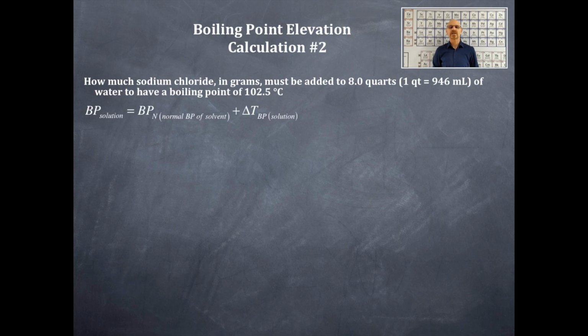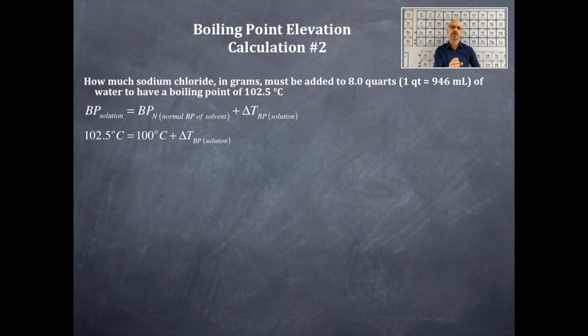The boiling point of the solution is equal to the normal boiling point of the solvent, plus the change in temperature of the boiling point for that solution. So let's figure out what values we have. We know that the solute is the sodium chloride. We know that the solvent is the water. So what is the normal boiling point for the solvent? That is the water, that's 100, and we know the boiling point of the solution, that's the 102.5. I'm going to plug those in and solve for what I am missing, and that is the change in temperature of the boiling point.